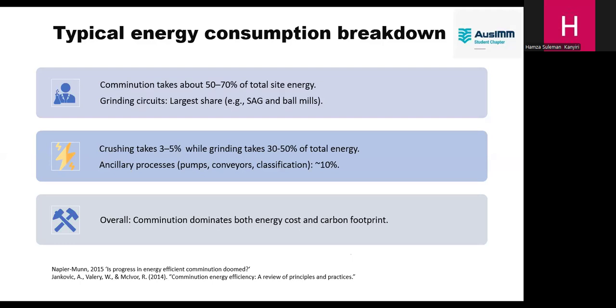This explains why grinding alone often consumes 30 to 50% of site energy. However, we should know that these percentages vary depending on the ore type, the circuit design, and the throughput, but the trend is consistent across the industry. Grinding is the largest single consumer of electrical energy at mine sites, especially the SAG and the ball mill configurations. Highlighting this breakdown shows why improving comminution efficiency has the largest potential impact in saving energy. Also, it saves costs and carbon footprint as well.